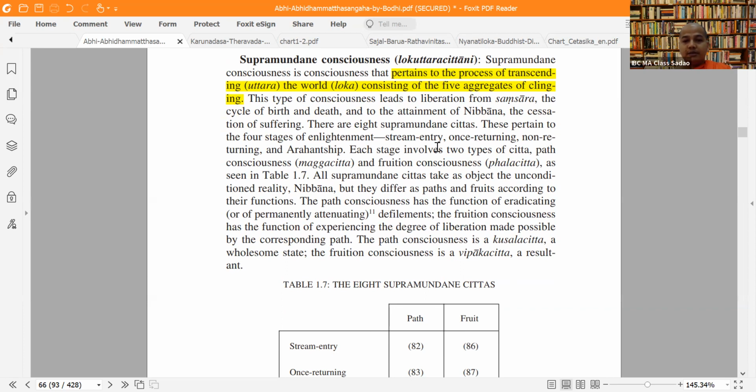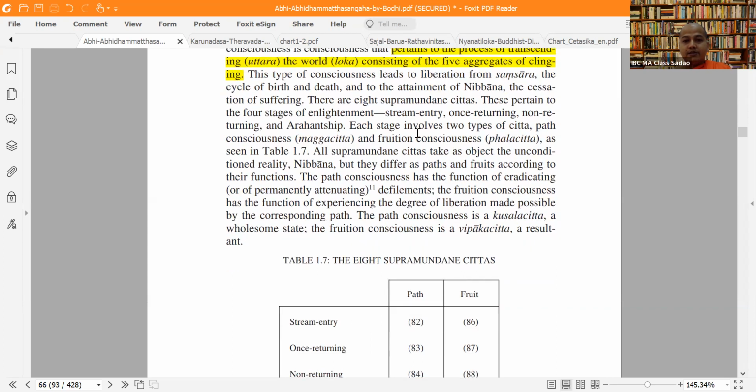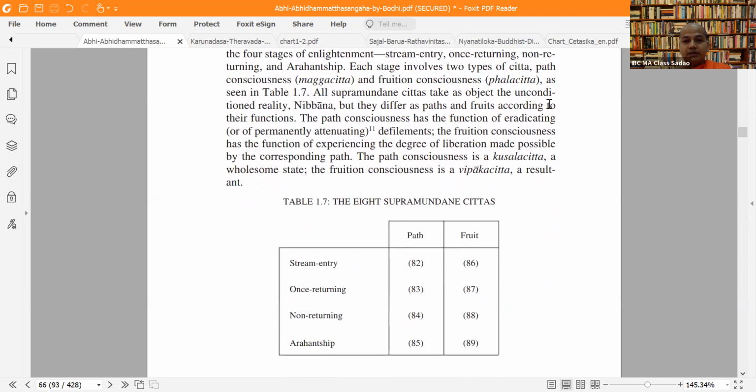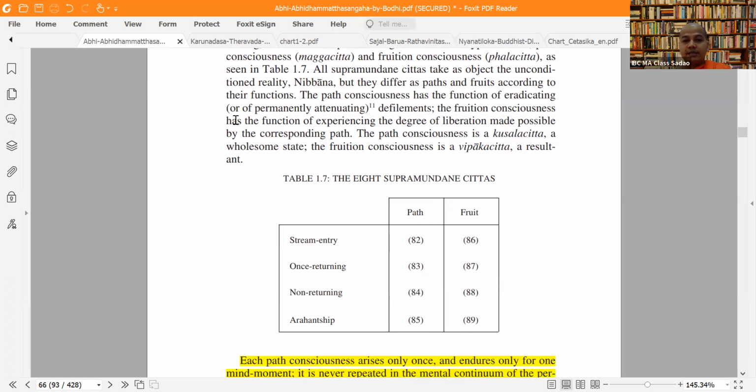There are 8 supramundane chittas. These pertain to the 4 stages of enlightenment: stream entry, once returning, non-returning, and arahantship. Each stage involves 2 types of chitta, Magga Chitta and Phala Chitta. All supramundane chittas take as object the unconditioned reality, Nibbana. So this is unique to this type of chittas, that the object of meditation here is Nibbana. But they differ as paths and fruits according to their functions. Path consciousness has the function of eradicating or permanently attenuating defilements. Attenuating means making the defilements very weak. The fruition consciousness has the function of experiencing the degree of liberation made possible by the corresponding path. So this is related. In the Magga consciousness, by following a certain practice, you eradicate gradually different types of defilements, or you make them very, very weak.